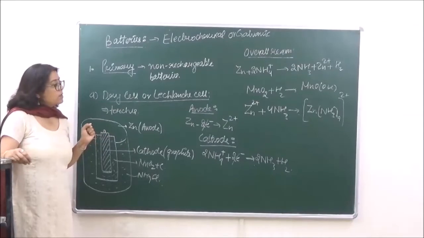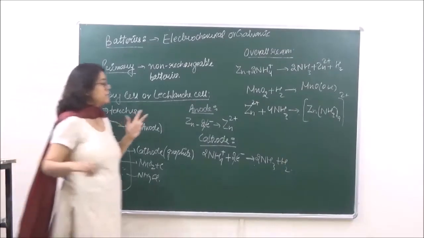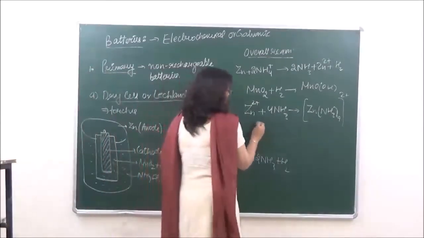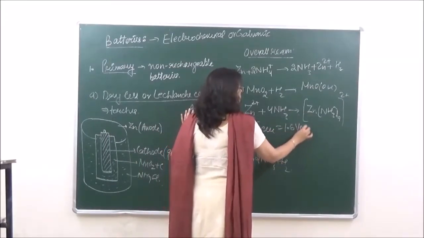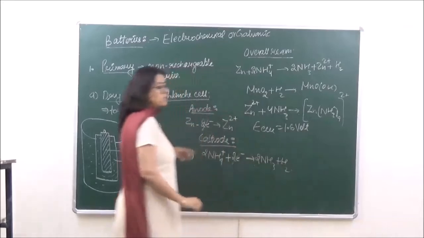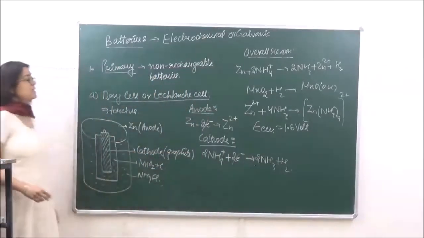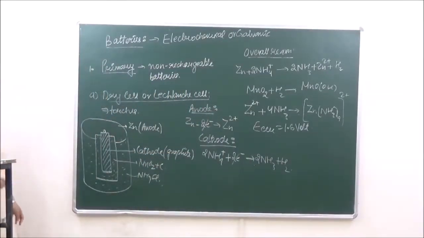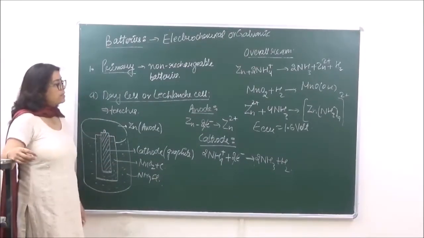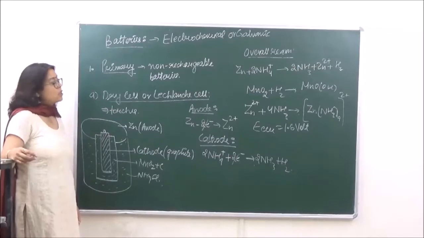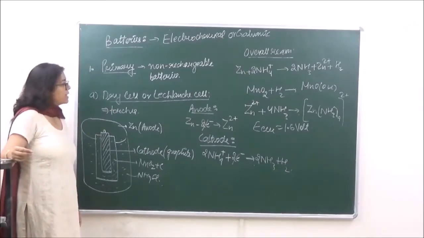The EMF of this cell is approximately 1.6 volt. So once the cell is dead, either by the consumption of zinc or by the consumption of the electrolyte, we cannot recharge this cell again. Clear? So this is the dry cell or the Leclanche cell.